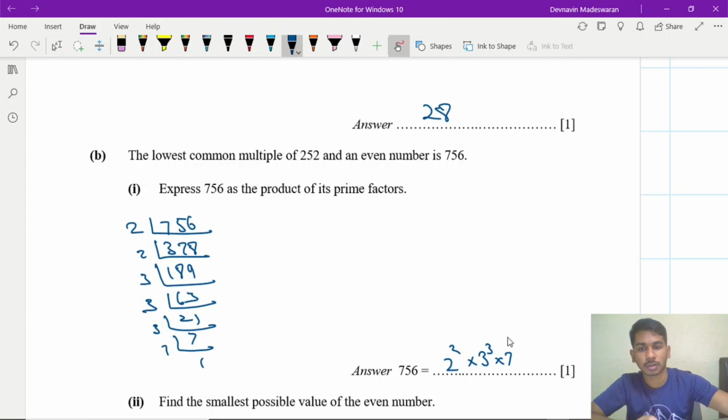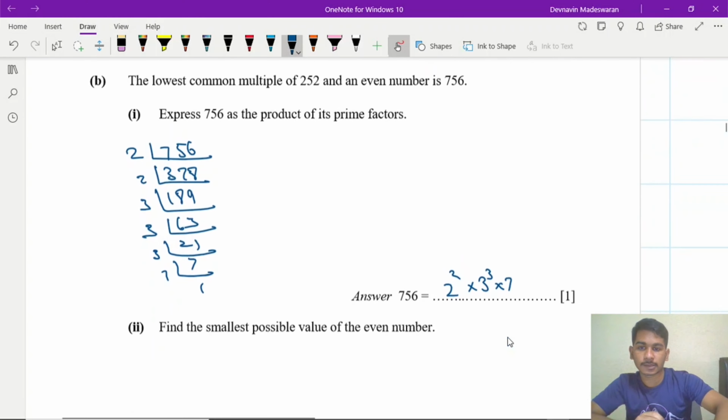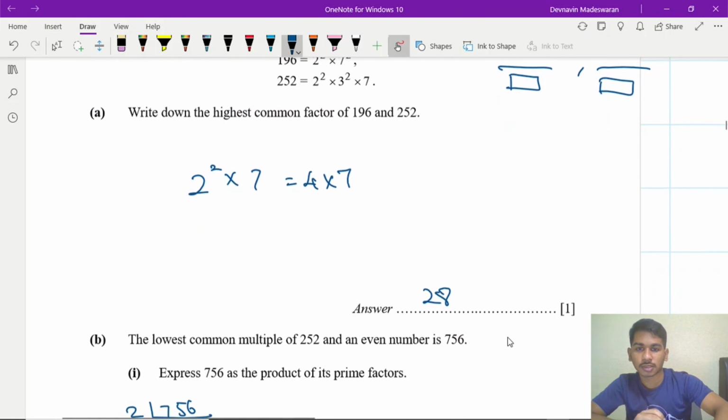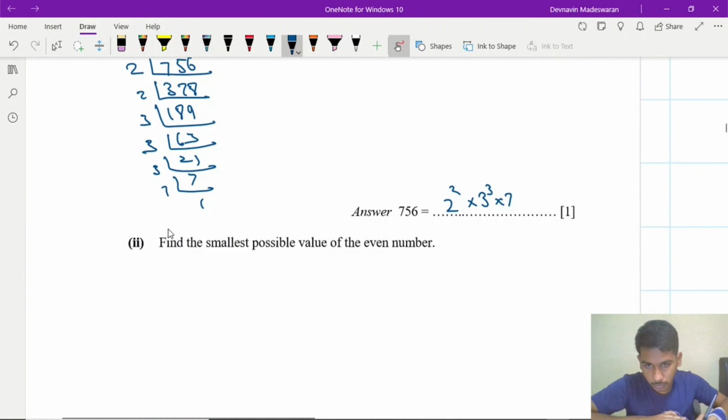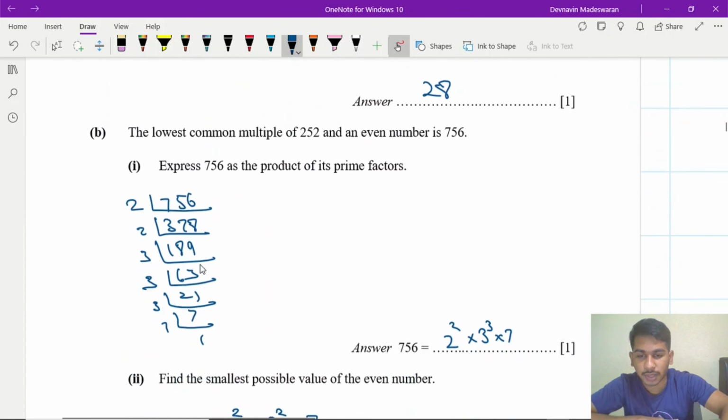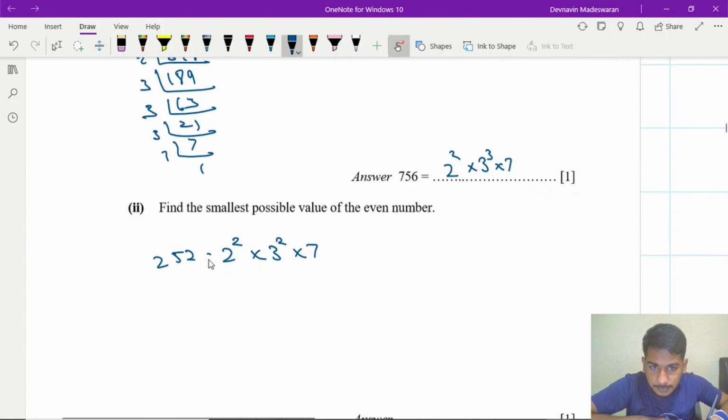Cool. And then let's write down 252. Okay, 252 is right. 252 is this, and 756 is the small number. No, not the small number, sorry.